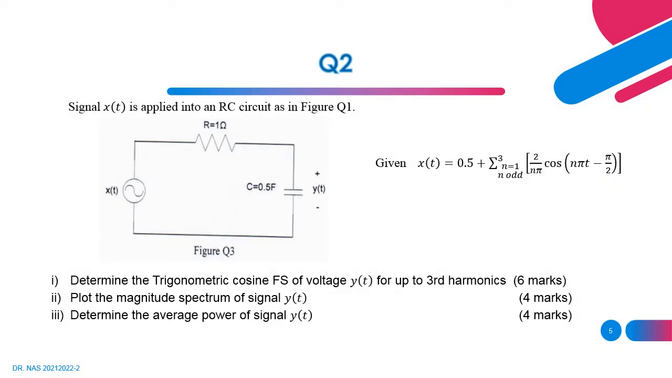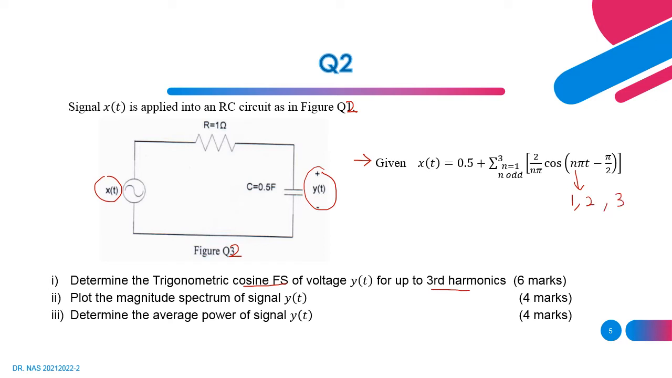Now let's look at the second question. Signal xt is applied into an RC circuit as in the figure, which I suppose is Figure Q2. This is the xt. The signal xt is given by this equation. You need to determine the trigonometric cosine series of the voltage yt, meaning the output signal, up to the third harmonics. Look at the equation: here you have n, and n varies up to the third harmonic, so you have 1, 2, 3.